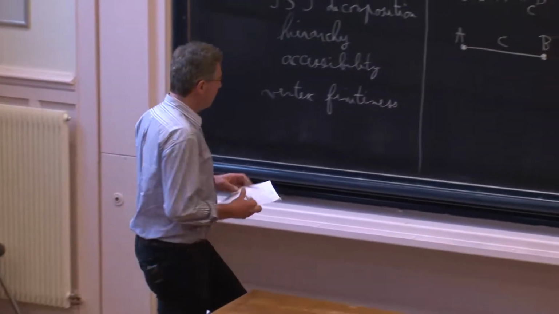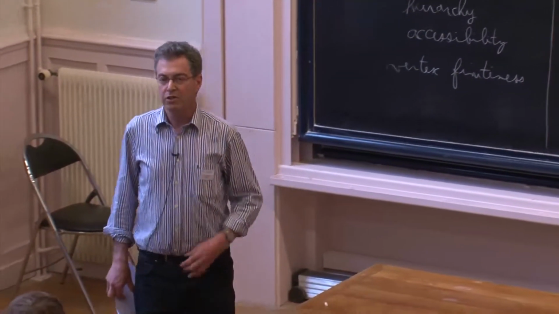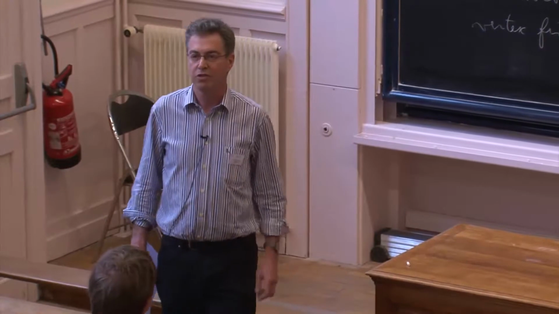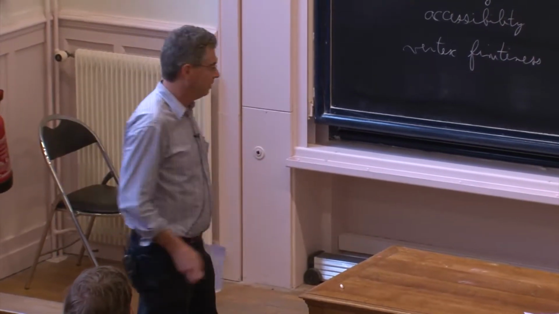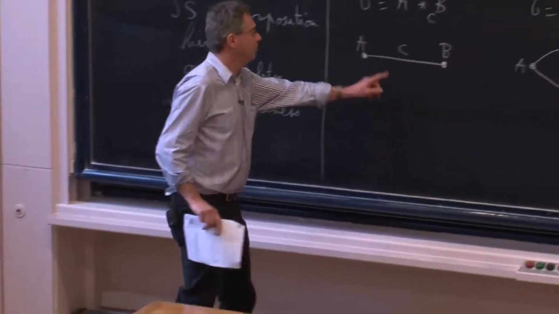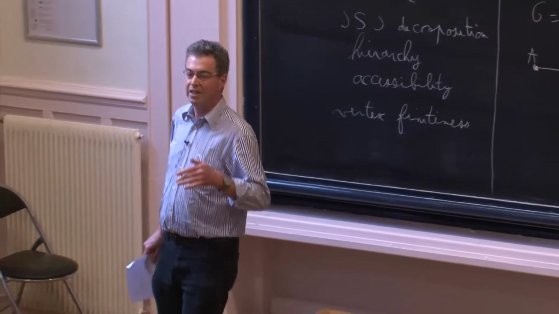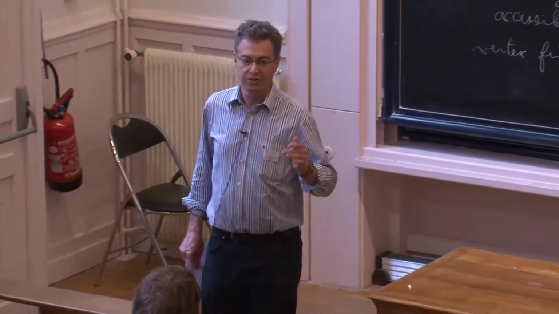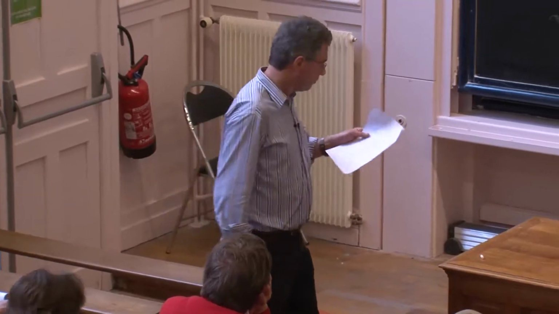OK. And we want to have some control over what's going on. And in order to hope to have some control, it's well known that you need to place restrictions on the edge groups, on the group C. Geometrically, you want to cut along something which is not too complicated. So you want to restrict what you're going to take as your group C.